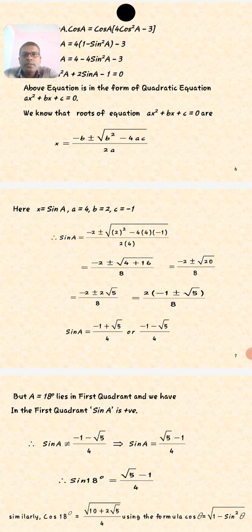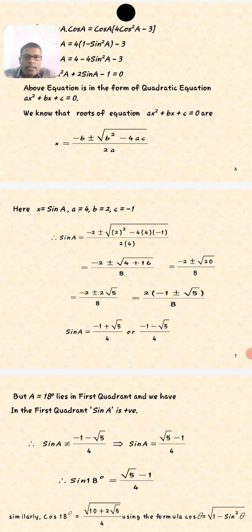Now we have to substitute in the formula. In the place of x is sin a, therefore sin a is equal to (−2 ± √(2² − 4 × 4 × (−1))) / (2 × 4). Then 2 into 4 is 8, and 2 square means 4, and 4 into 4 is 16, minus into minus is plus, so that is (−2 ± √(4 + 16)) / 8.